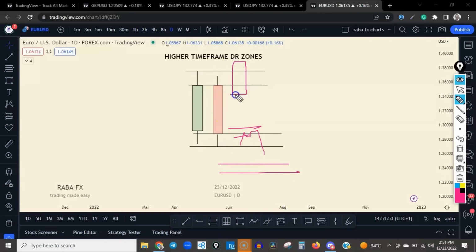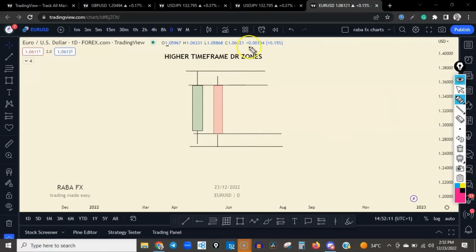Same thing with this. Do we have a displacement? If we do, then we move to the lower time frame. It could be H1, it could be H4, it could be 15 minutes. Then we'll hunt for our trade to take this to the upside. This is very, very easy.